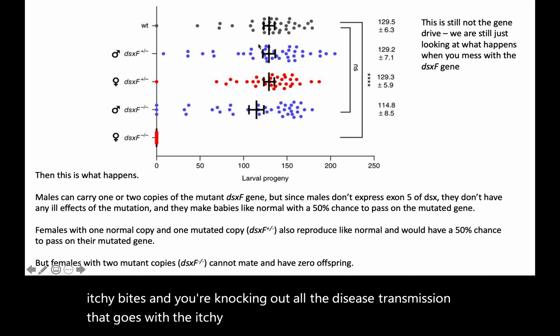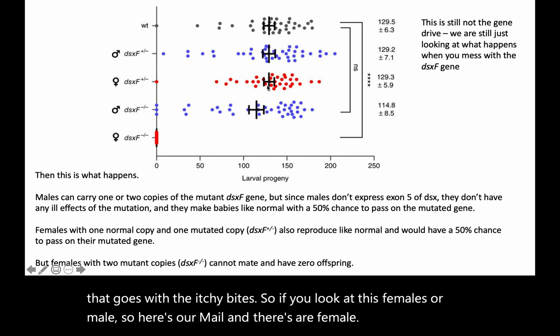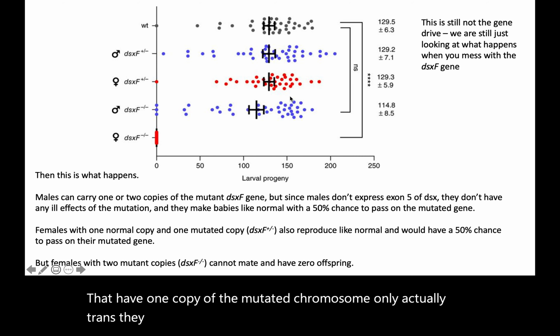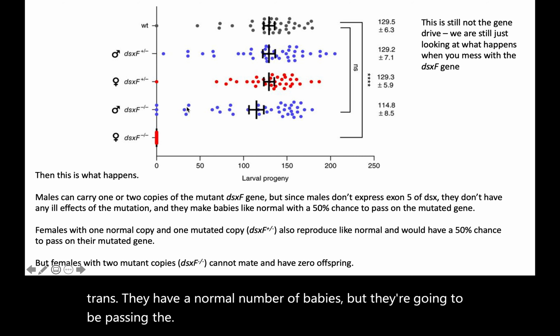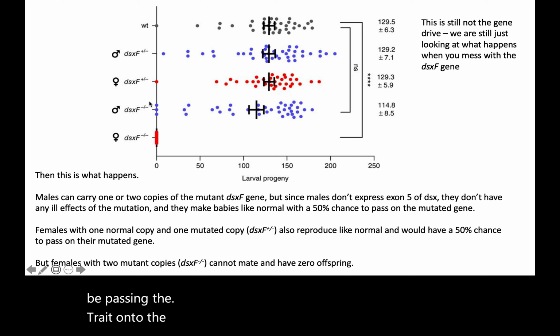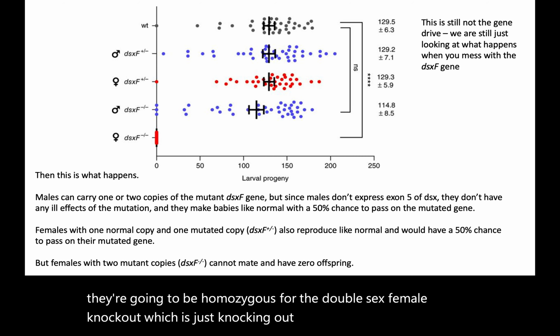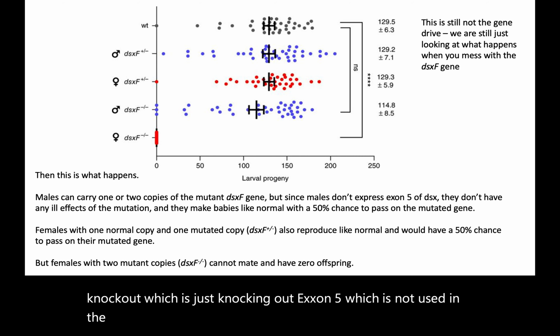So if you look at this, females or males, so here's our male and here's our female, that have one copy of the mutated chromosome only, actually they have a normal number of babies, but they're going to be passing the trait on to the babies. And then in the next generation, they're going to be homozygous for the doublesex female knockout, which is just knocking out exon 5, which is not used in the doublesex male gene, but is used in the doublesex female gene.